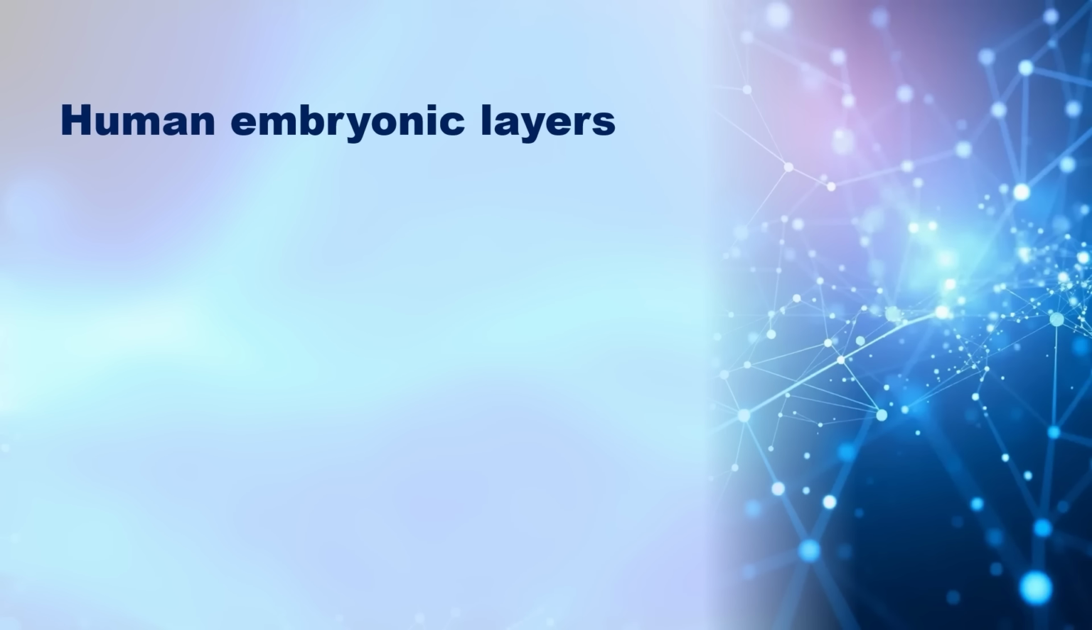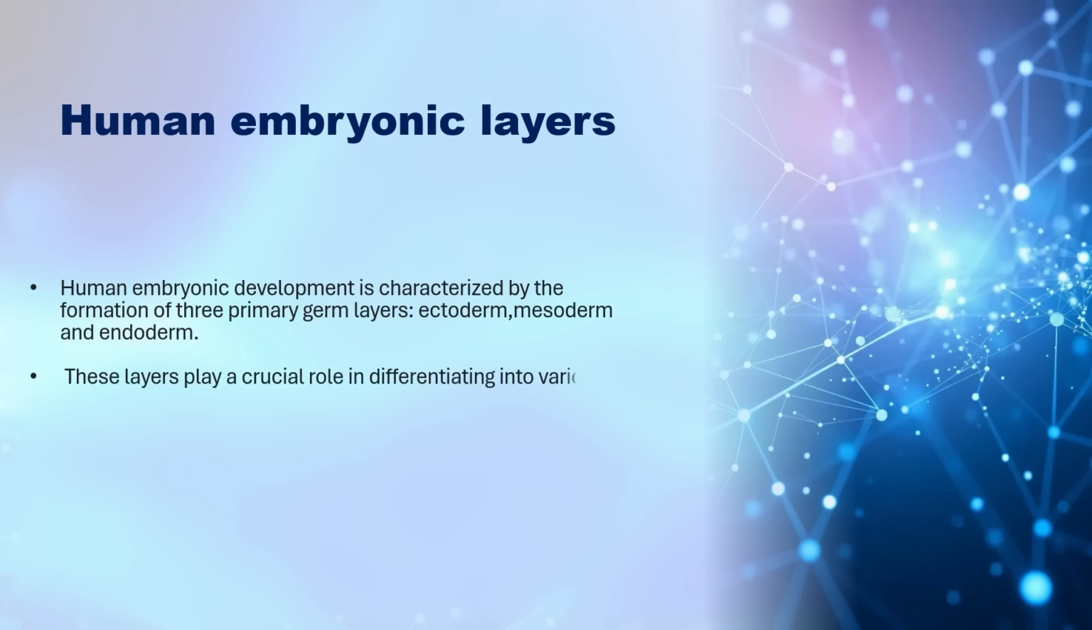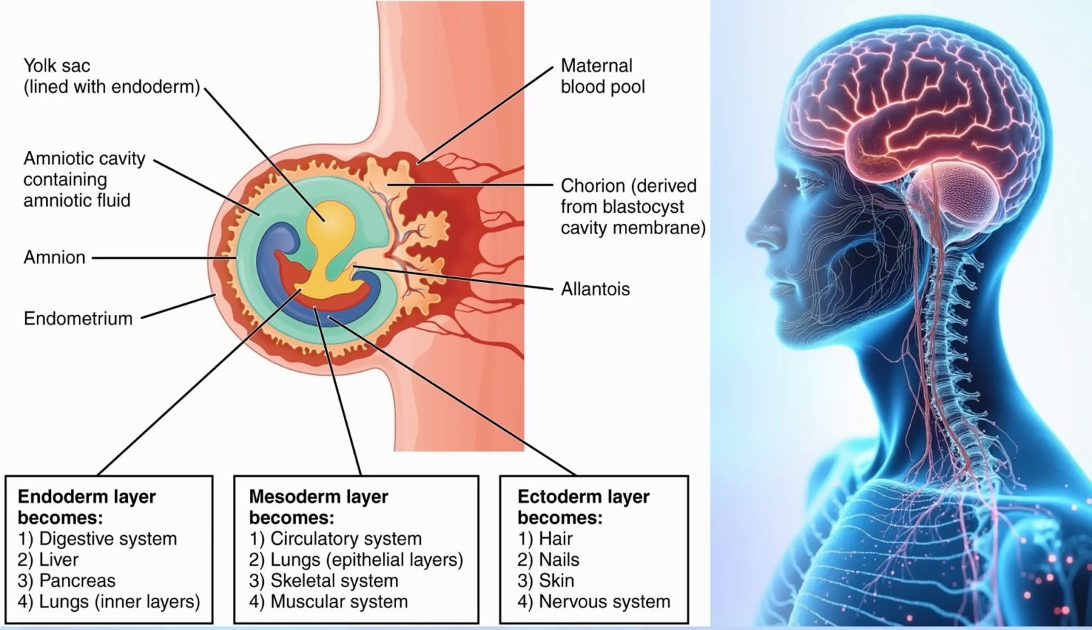Coming to the human embryonic layers. Human embryonic development is characterized by the formation of three primary germ layers: ectoderm, mesoderm, and endoderm. These layers play a crucial role in differentiating into various tissues and organs, laying the essential groundwork for human physiology. You are observing embryonic and extra embryonic layers in this slide.